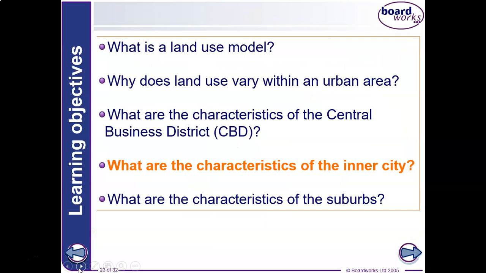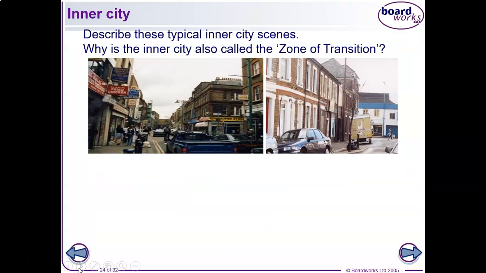I'm not going to do this with you. The inner city, then describe the typical inner city scenes. Why is it known as the zone of transition? Well, it's known as the zone of transition because it basically goes from the CBD out to residential. So you're going from business to residential.